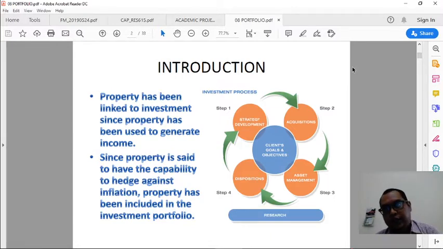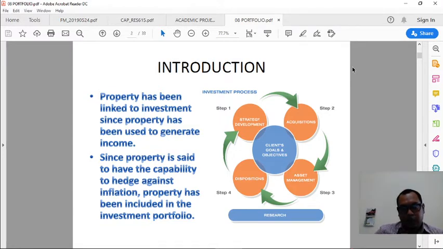So today we are going to continue our lecture from the previous week. The previous week was regarding environment. Today we are going to look at portfolio, portfolio inside property management.